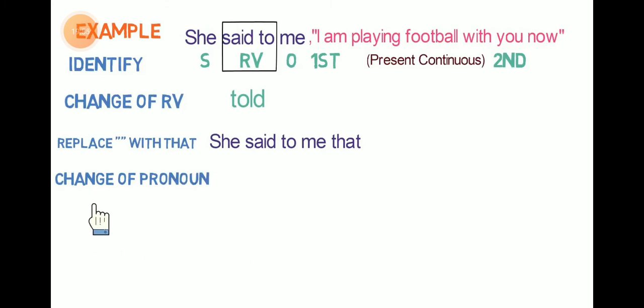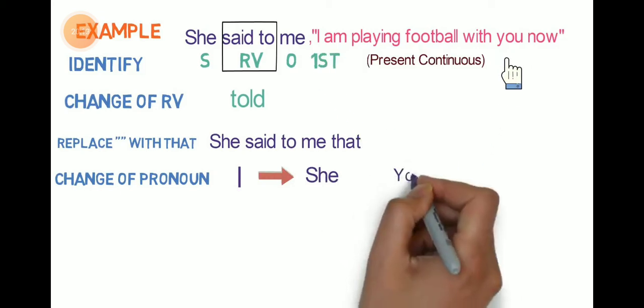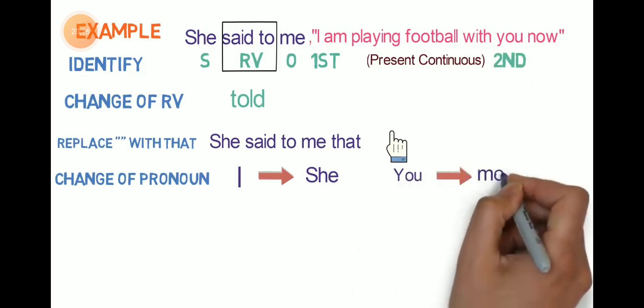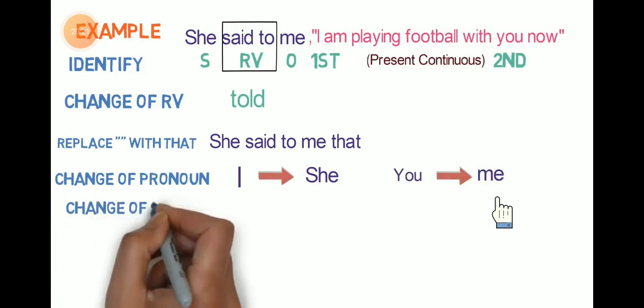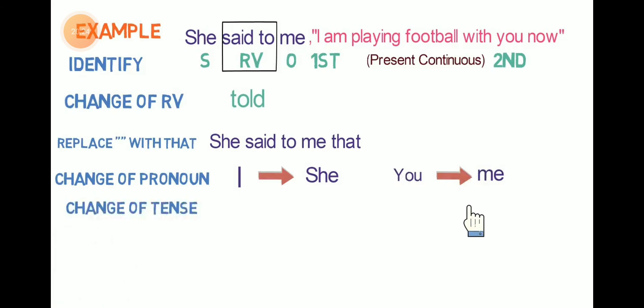Then we will take the fourth step, what we have discussed: change of pronoun. How can we change the pronoun? See, "I" can be changed into "she," and here "I" is changed into "she," and "you," second person, can be changed into, in which form? "You" can be changed into "me." Understood? Second person can be changed into "me." Then we have the fifth step, change of tense. How can we change the tense?